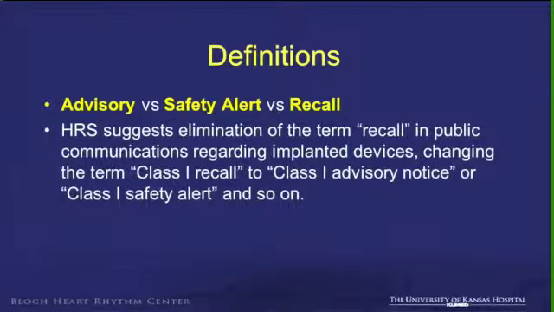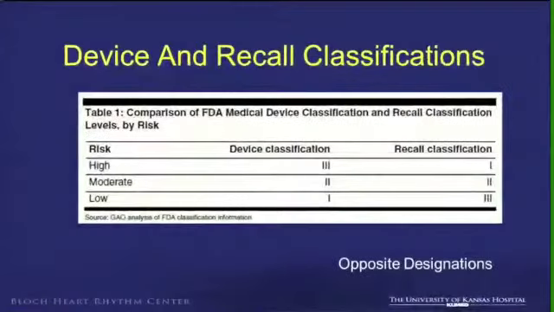HRS suggests using the term advisory or safety alert instead of recall, and I think the industry follows the same. So when you look at the classification of the devices, there are opposite designations of the complexity of the device as far as healthcare risk is concerned, and the recall classification. The most complex devices, like the ICDs and pacemakers, are device classification 3, whereas the worst of the recalls is recall classification 1. So sometimes these terms may be confusing.